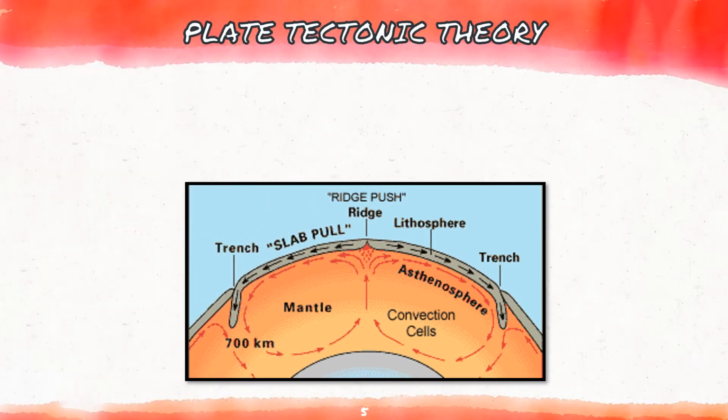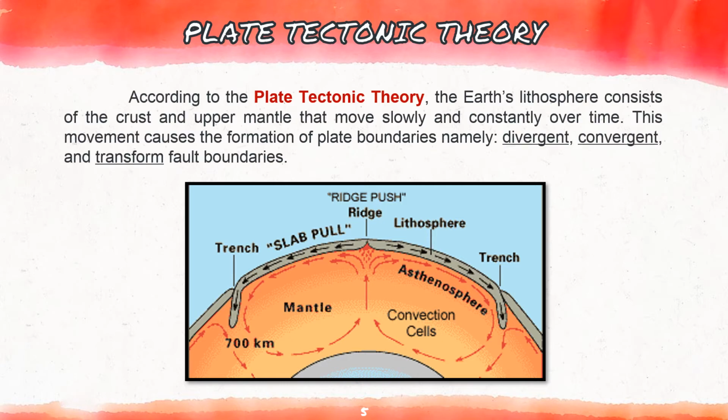When you look at this illustration, we think of the plate tectonic theory. According to the plate tectonic theory, the Earth's lithosphere, which consists of the crust and the upper mantle, moves slowly and constantly over time. It is because of the convection current that is happening within the Earth. This movement causes the formation of plate boundaries, namely the divergent, convergent, and transform fault boundaries.